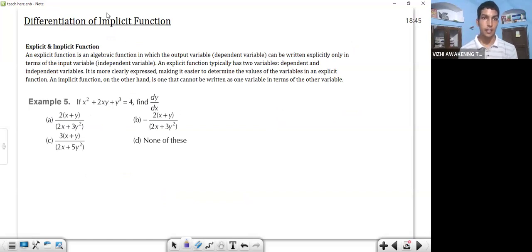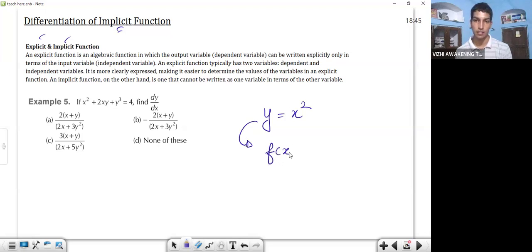Okay, so let's discuss differentiation of implicit function first. Before discussing that, let us first understand what is explicit and what is implicit function. An explicit function is an algebraic function in which the output variable, the dependent variable, can be written. First, let me tell you what is dependent, what is not dependent. Let us say y is equals to x square. Okay, we can also call y as a function of x, right? Which is x square.